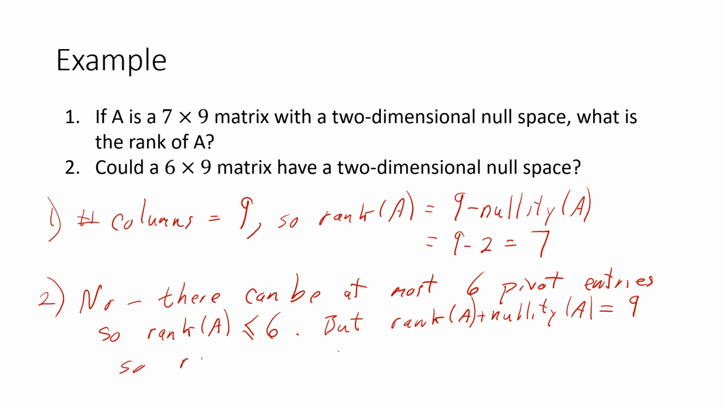So the rank of A has to be greater than or equal to 7 if the nullity of A is equal to 2. So it cannot be 6. That's a contradiction. It can't happen.